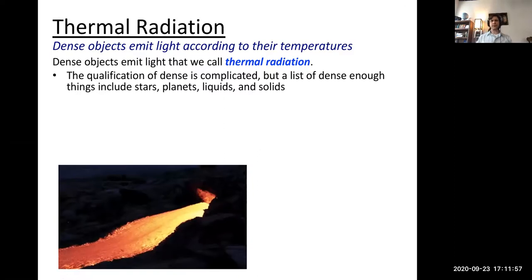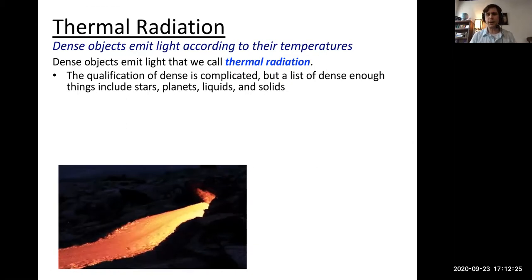Okay, so thermal radiation. And the key to what we're about to talk about, because what we're trying to do is connect a fundamental thing, temperature, understand what temperature is, and relate that to how dense objects are giving off light, how I am emitting electromagnetic radiation right now, mostly in the infrared, how the sun is emitting mostly visible light. All of those are examples of thermal radiation, how hot, dense objects emit light.